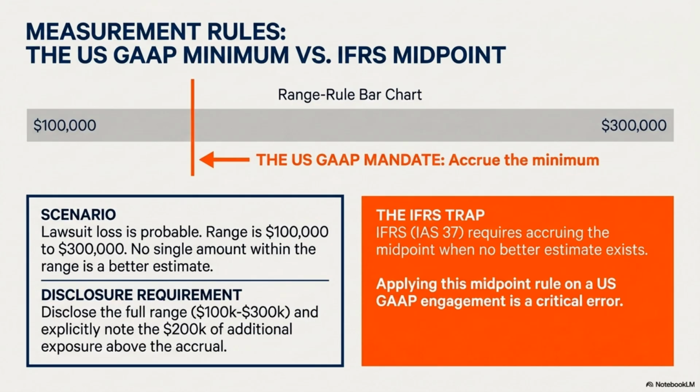Now look at the trap on the right side. IFRS, specifically IAS 37, requires accruing the midpoint of the range when no better estimate exists. That would be $200,000 in this scenario. If you are working on a US GAAP engagement and you apply the IFRS midpoint rule, you have just overstated your liability by $100,000. This is one of the most common critical errors on US GAAP engagements, particularly when team members have mixed experience between the two frameworks. The minimum of range rule is a US GAAP-specific requirement. Know it. Apply it. Do not let it slip.